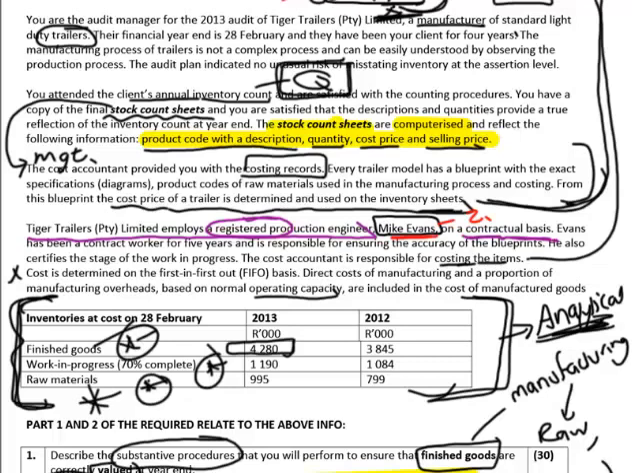But over and above that, very similar to the procedures we would do when relying on an auditor's expert. Okay, so it says Evans has been a contract worker for 5 years. So clearly he has some kind of experience. He's not new at this. That helps us a bit.